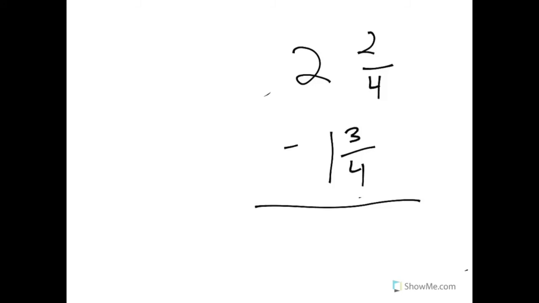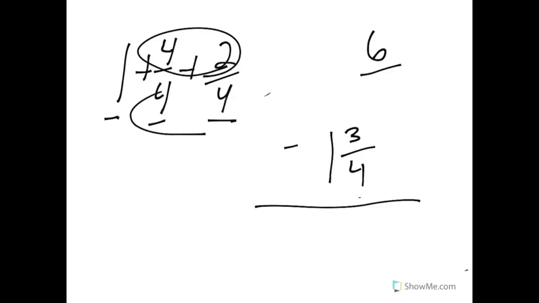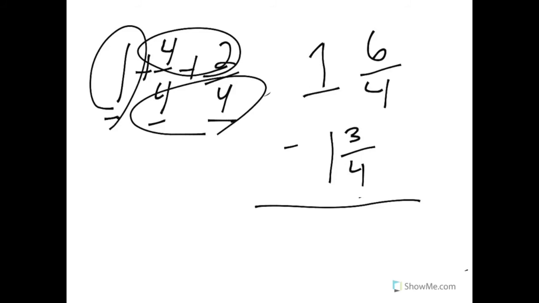Okay, also not a problem. I'm going to look at 2 2/4 as 1 plus 1 plus 2/4. Then I'm going to change this 1 to 4/4. So I have 1 plus 4/4 plus 2/4, which is 2 2/4. I'm going to add my numerators. I have a new fraction over here. Add my numerators, which is 6. 4 plus 2 is 6. My denominator stays the same. My whole number is now 1, because I borrowed from that 2 to make this 1.